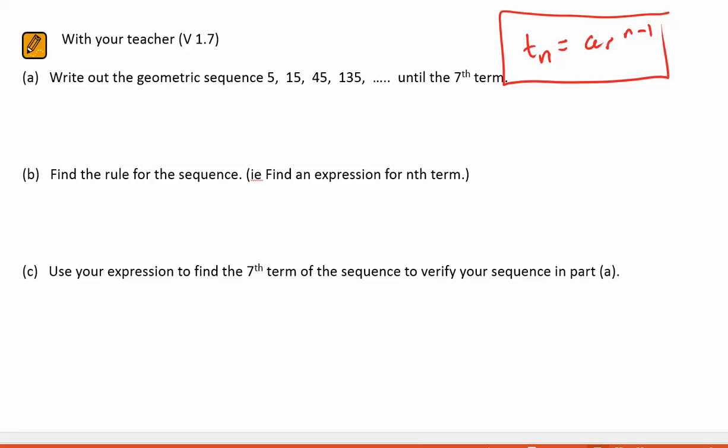In V1.7, we're dealing with geometrical sequences. A geometrical sequence has a first term and a common ratio, a common multiplier. So in this first one, you can clearly see that a is 5. Then we've got to ask ourselves, what's the common ratio? Well, 15 is the second term, 5 is the first term.